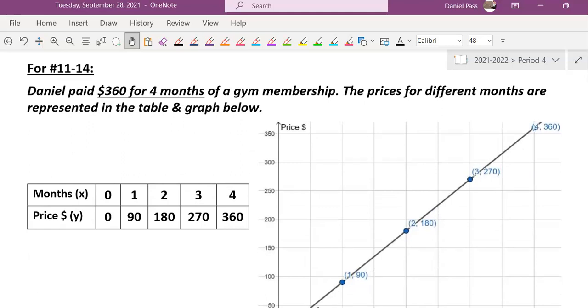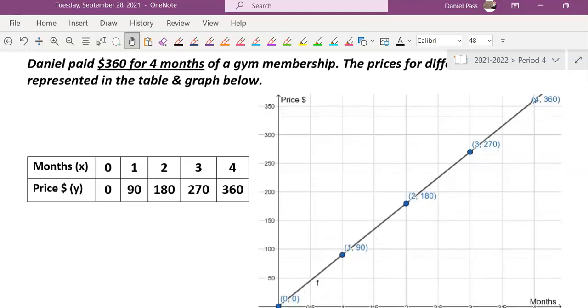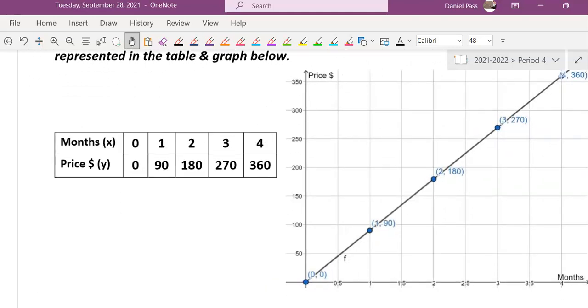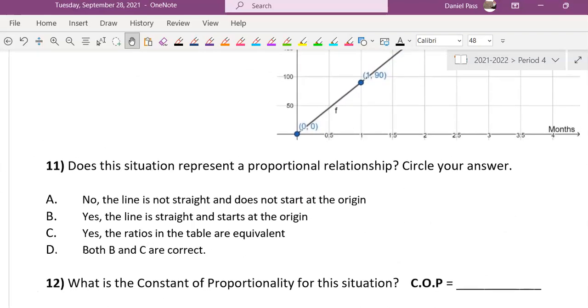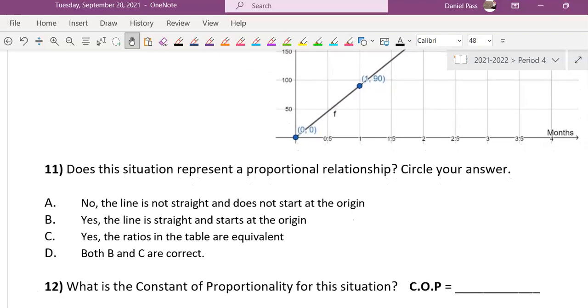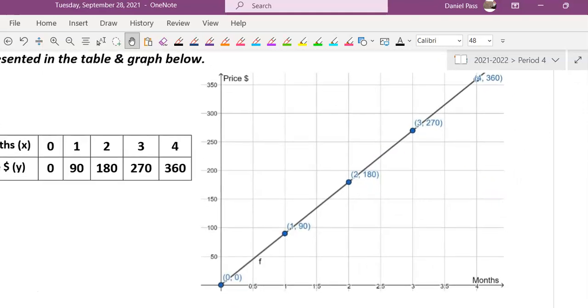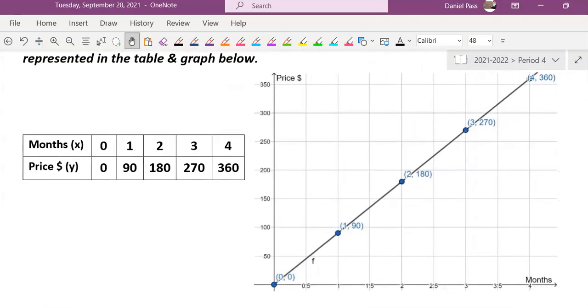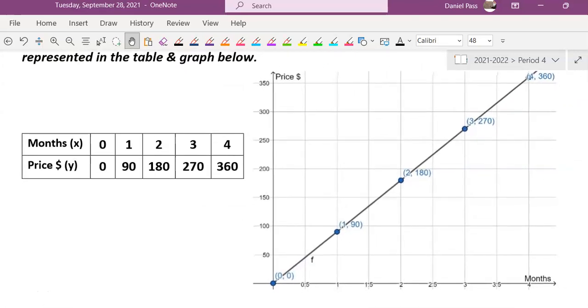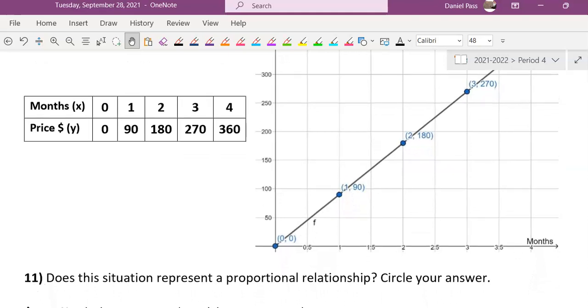Okay. Daniel paid $60 for 4 months of a gym membership. Prices for different months are represented in the table and graph. Does the situation represent a proportional relationship? Now it's a little tricky. Okay. So what do you think? A little closer to the mic, please. Do you think that that is proportional or not? Yeah. She says yes. So, yeah, it is proportional.